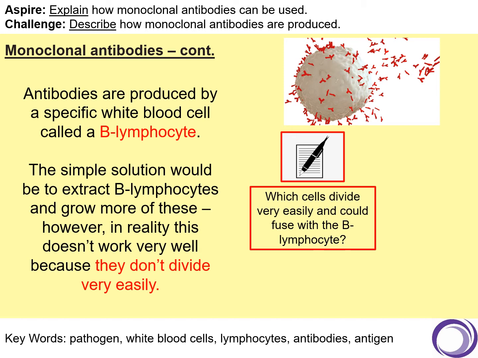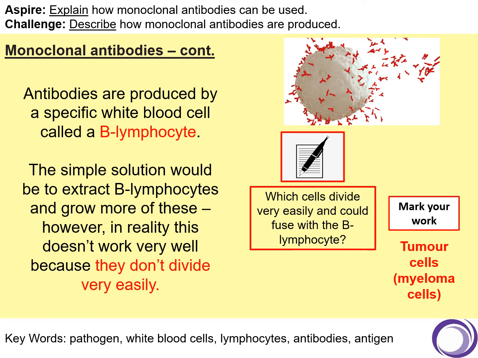So the question is, which cells divide very easily and could fuse with the B lymphocyte? So I'm going to give you 30 seconds to write down your answer. Off you go. So the cells that divide very easily, that hopefully you thought about and that could fuse with the B lymphocyte, are tumour cells.